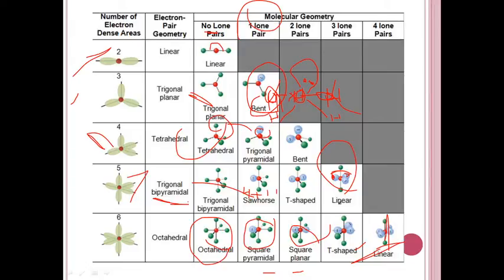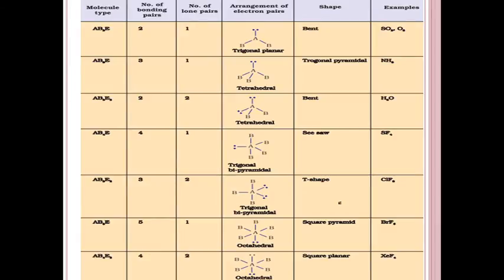So this table is very important. 2 bond pair means linear, 2 plus 1 is bent, 3 bond pair is trigonal planar, 3 plus 1 is pyramidal, 4 is tetrahedral, 4 plus 1 is seesaw, 4 plus 2 is square planar, 5 is trigonal bipyramidal, and 5 plus 1 is distorted trigonal bipyramidal or square pyramidal, and 6 is octahedral. Okay, so I need you all to remember all this.